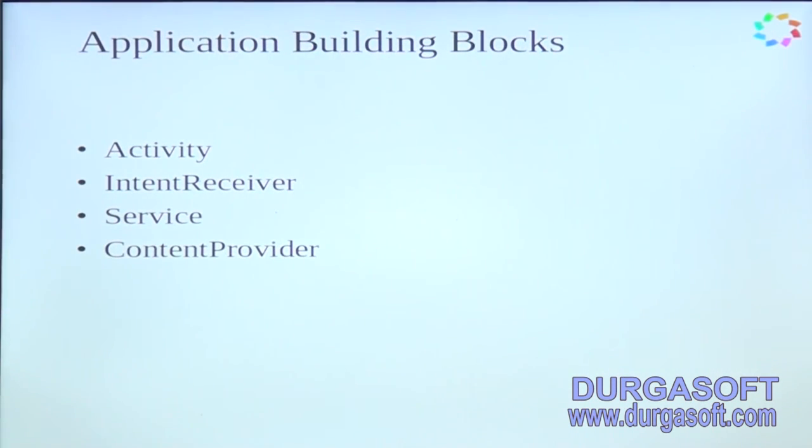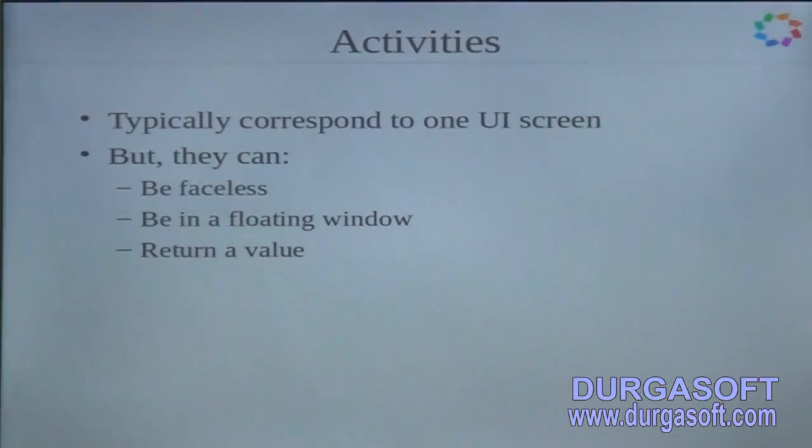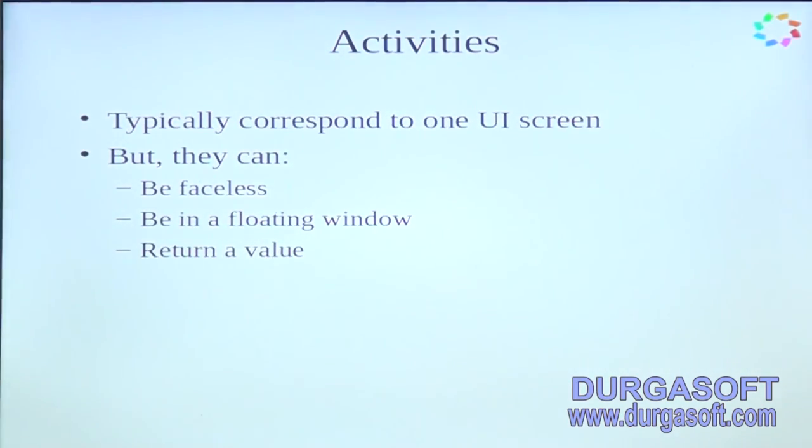Now let's talk about the application building blocks. Application building blocks are activity, intent receivers, services, and content providers. Let's talk about the very first thing, called activity. An activity typically corresponds to one UI screen. In the sense that if you open your call log, contacts, or any application on your phone, you see one screen showing up with some contents on it, which means it has one UI screen.